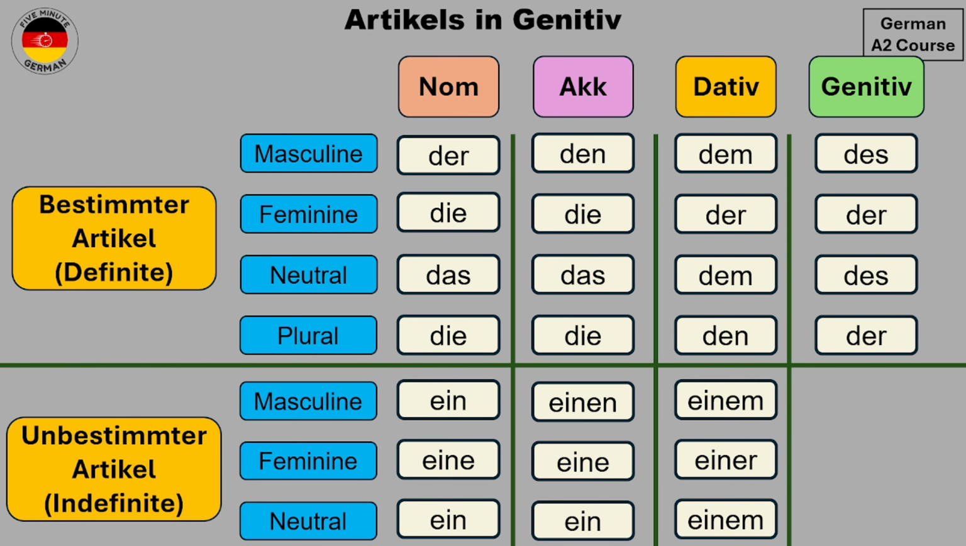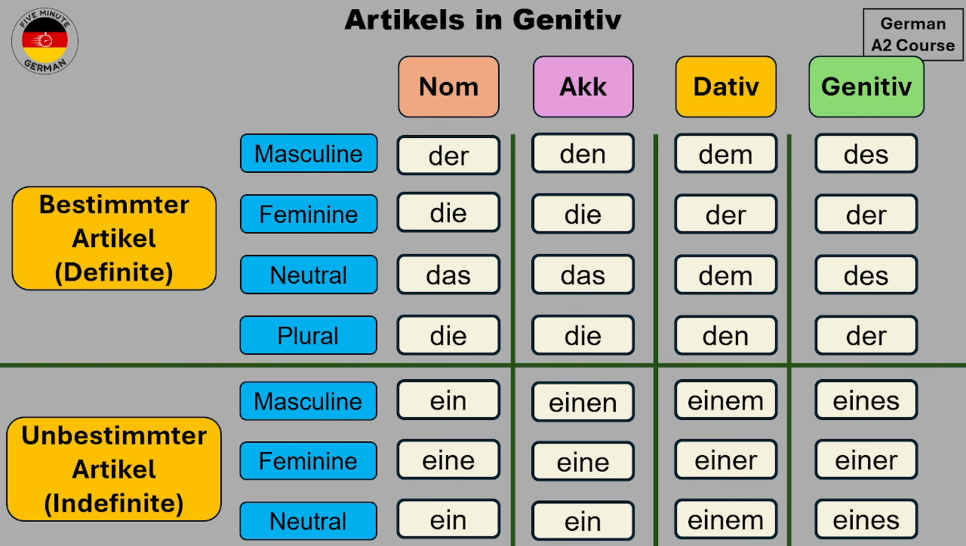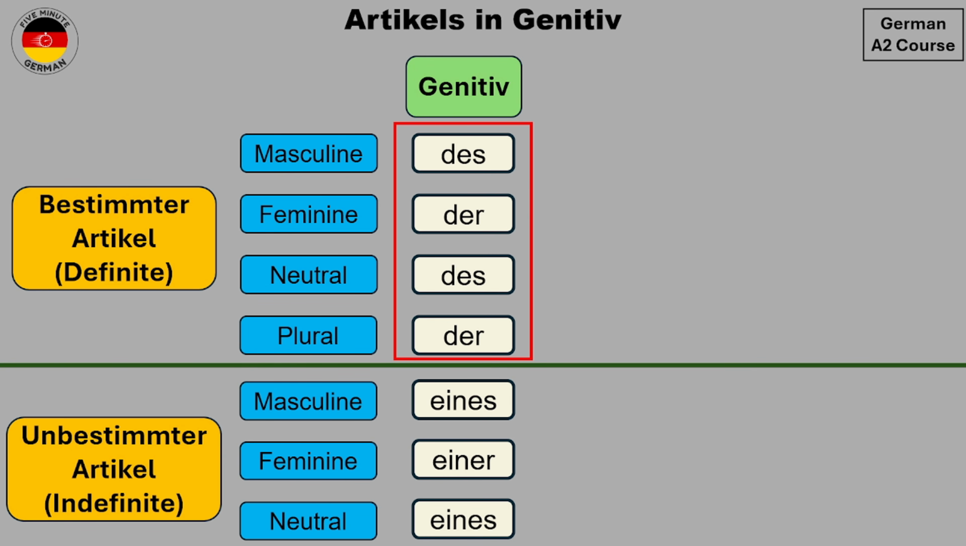Now let's take a look at the unbestimmte articles or indefinite articles in genitive. So the unbestimmte article for masculine in genitive is eines, for feminine it is einer, and for neutral it is eines. Now these articles in genitive can also be translated into English.